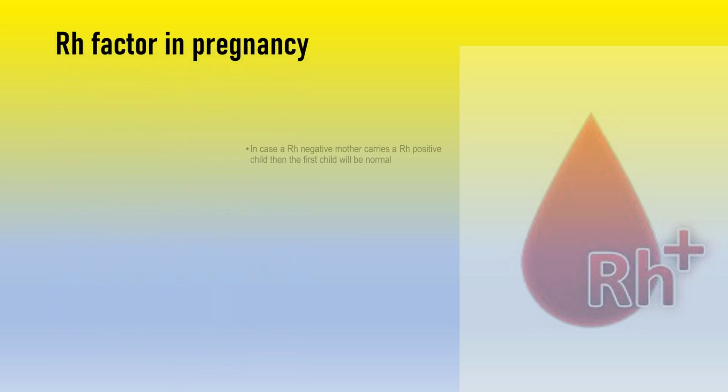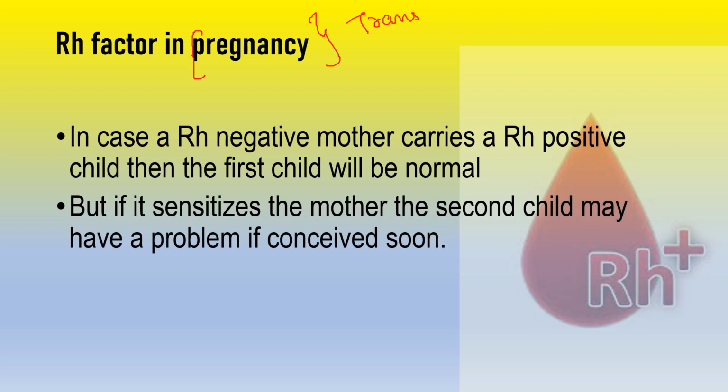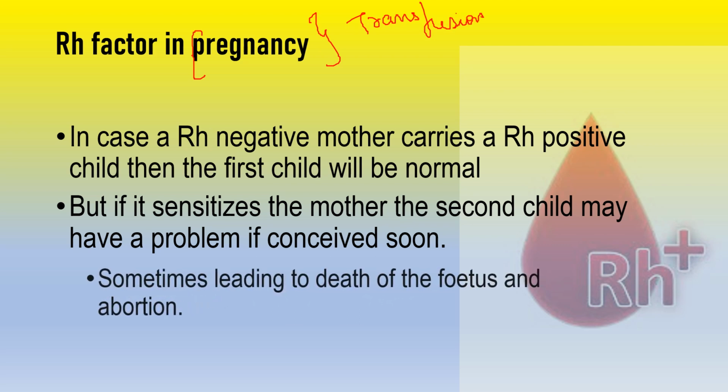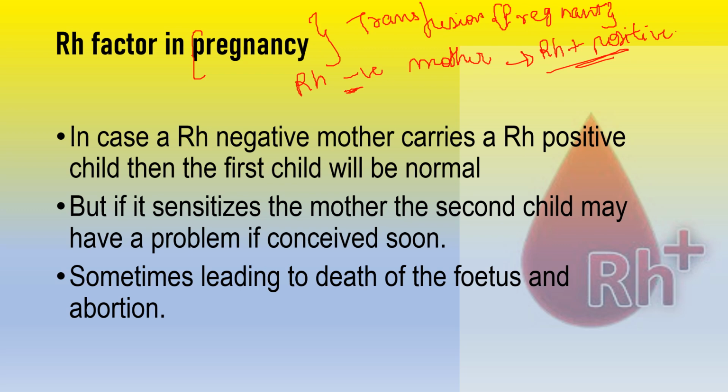Rh factor in pregnancy. Like I explained to you about the transfusion reaction of the Rh system, it's the same thing, but here we will be studying it in the case of pregnant women. Suppose there is an Rh negative mother who is carrying a child who is Rh positive in the uterus, in the womb. So how is this possible if the mother is Rh negative and the child is Rh positive? It might be that her husband was Rh positive, and that is from where the child has inherited this Rh positivity.